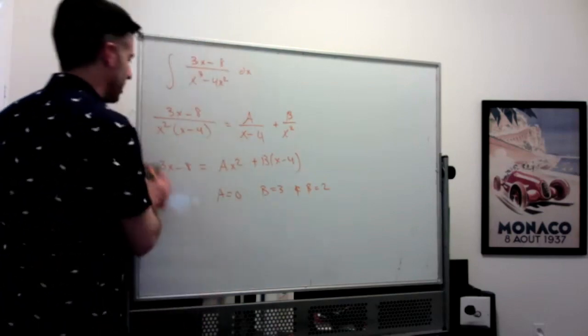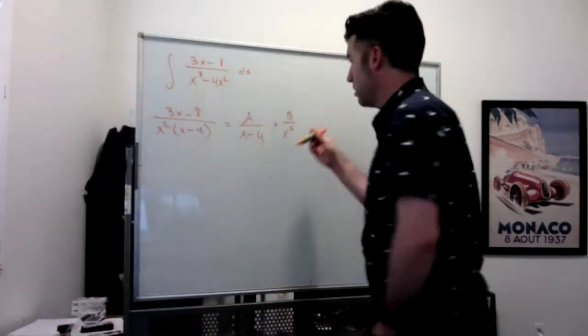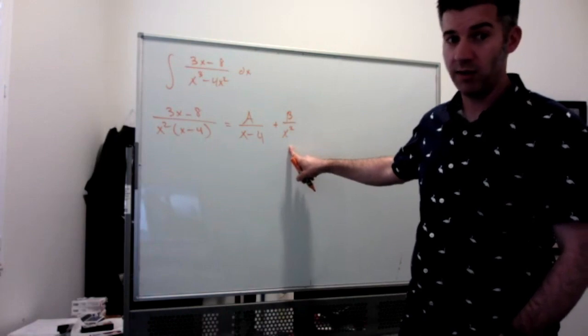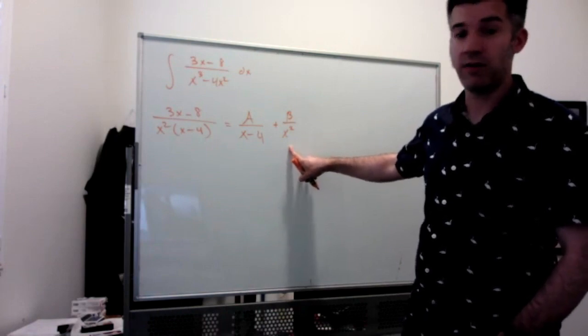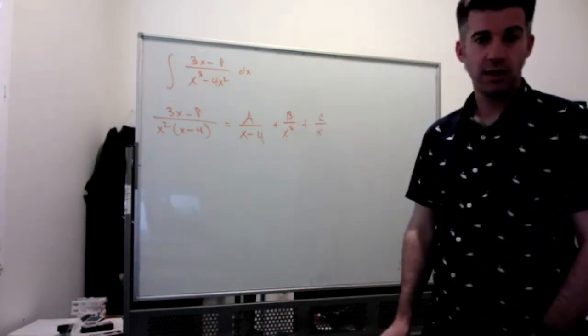And the idea here is that when you have a repeated linear factor, meaning a linear factor to a power higher than 1, you need all the lesser powers of it as well. Now this will work.